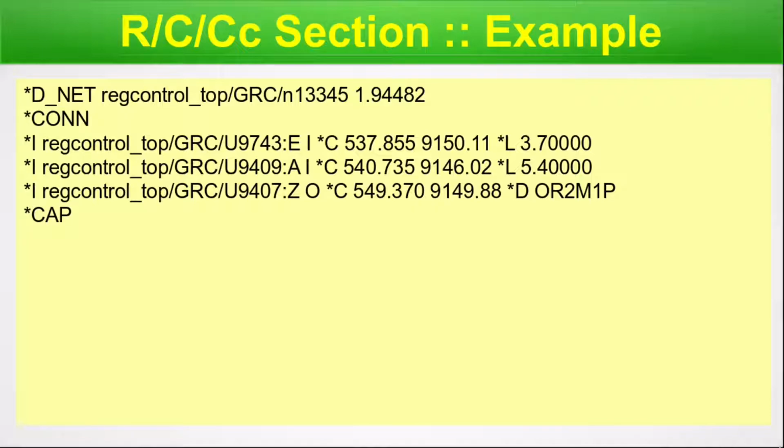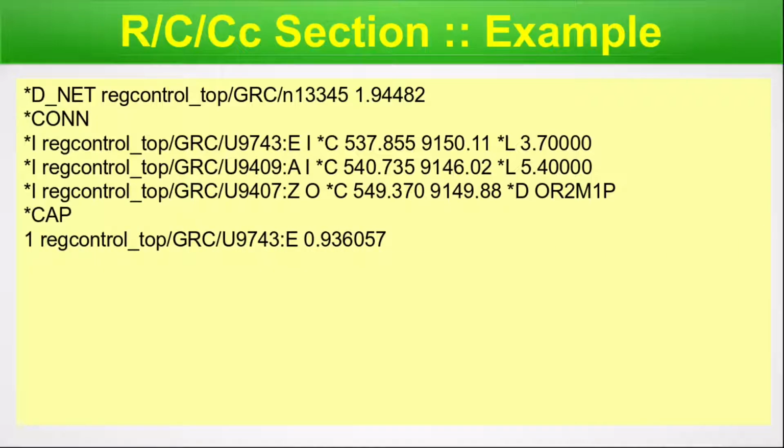The next line starts the capacitor section. This means the *CAP starts the capacitor section. In this section, we will encounter capacitance and coupling capacitances. The normal capacitances have only one net name followed by its capacitance value. The coupling capacitance has two net names between which the coupling capacitance is connected and calculated. The coupling capacitance numerical value will be the last field of the line.